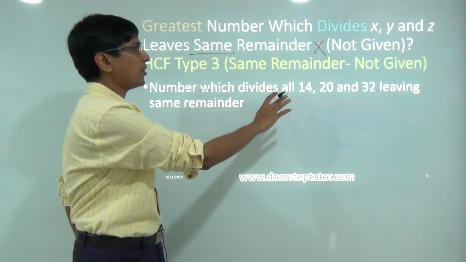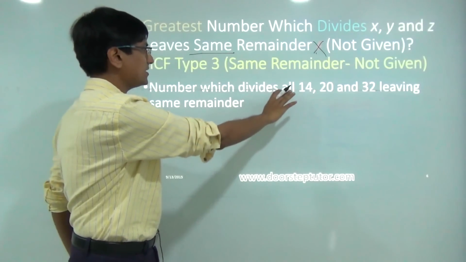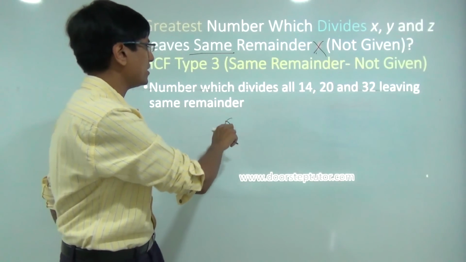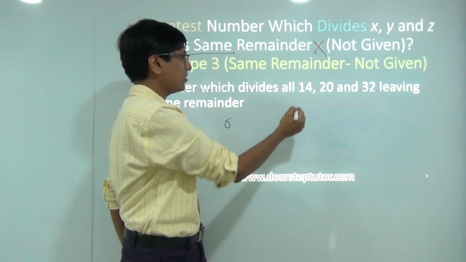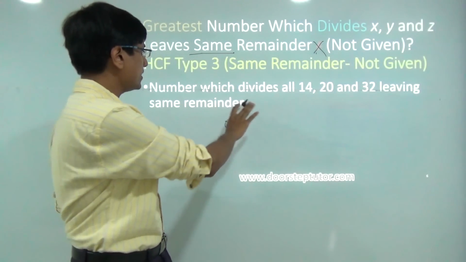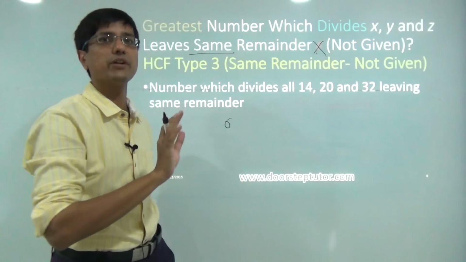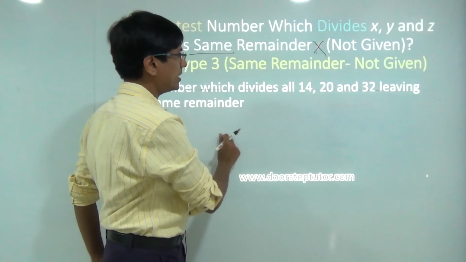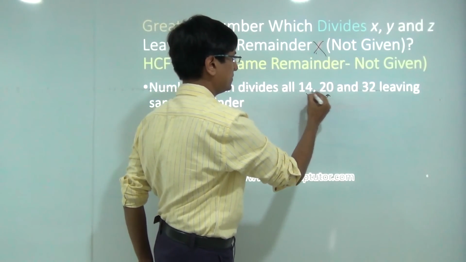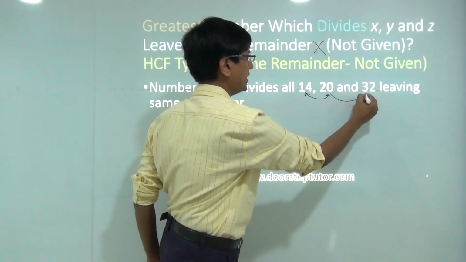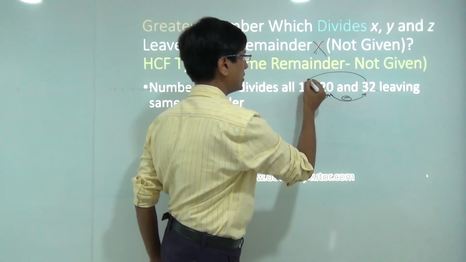So let's take the same problem and try to solve it now. We already know that the answer to this problem is 6, the number by which 14, 20 and 32, when each is divided, we get a remainder of 2. But let's try to solve this problem again, assuming that the same remainder 2 is not given to us. So the way to solve it is, we take the difference of 14 and 20, we take the difference of 20 and 32, and we take the difference of 32 and 14.